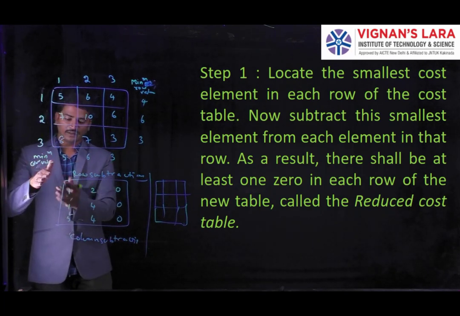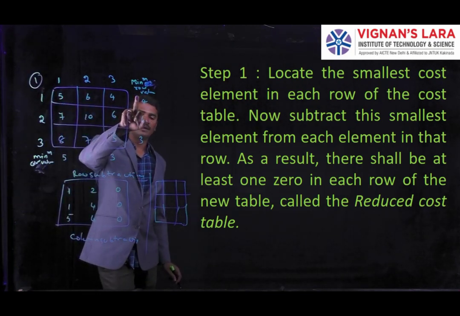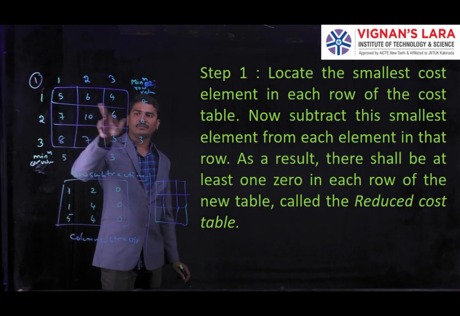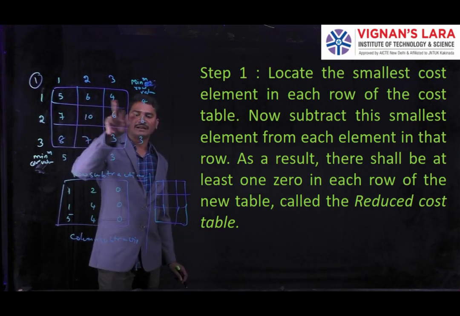Okay, here this is step 1. At step 1 we have to identify the minimum row values. We identify the minimum value in each row and subtract that minimum value from the entire row.